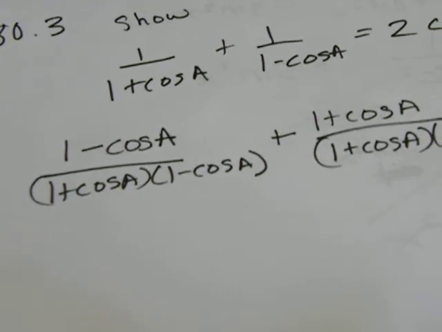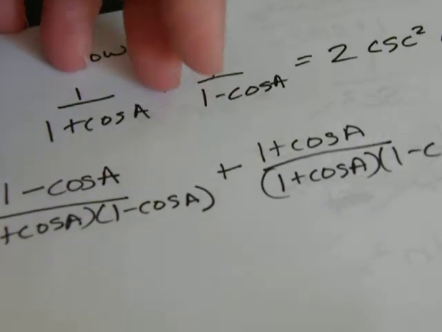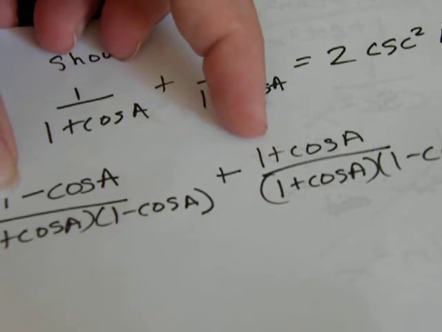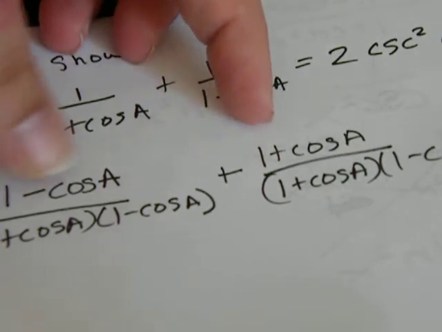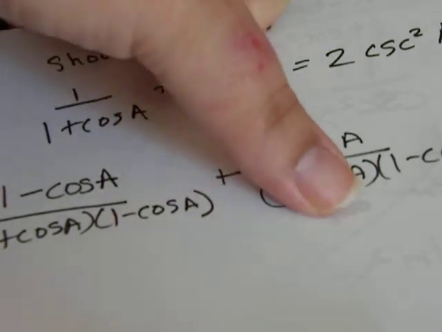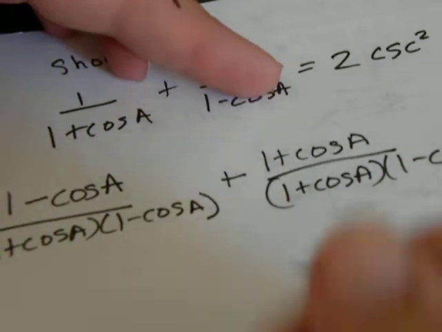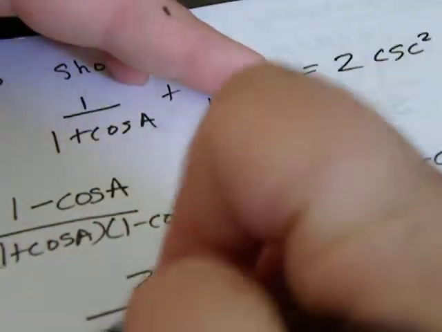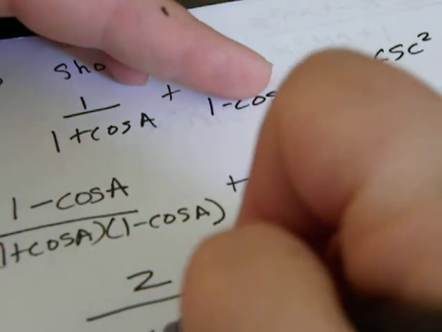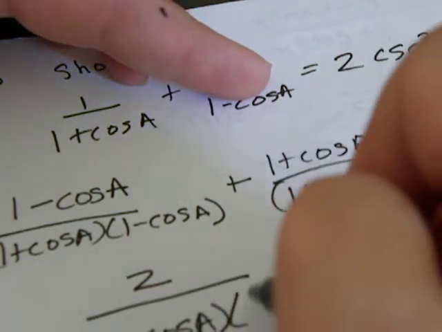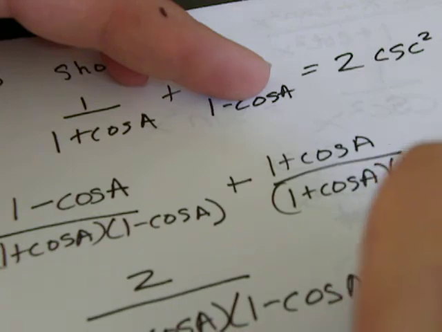Okay, so now we put it all together. We get 1 plus 1, so we end up with 2. Negative cosine A plus cosine A is going to cancel out. So we have 2 over 1 plus cosine A, 1 minus cosine A.